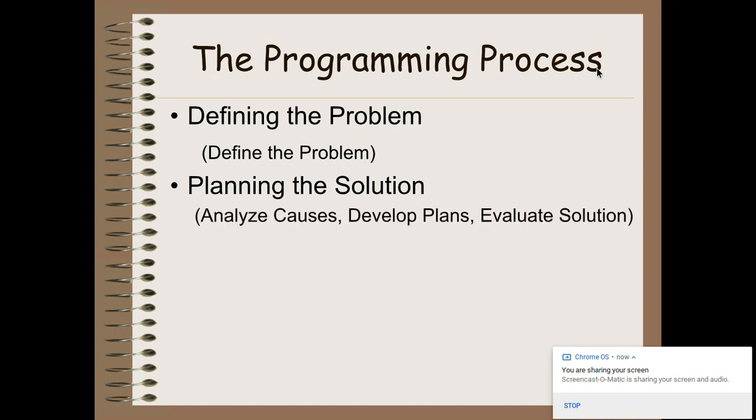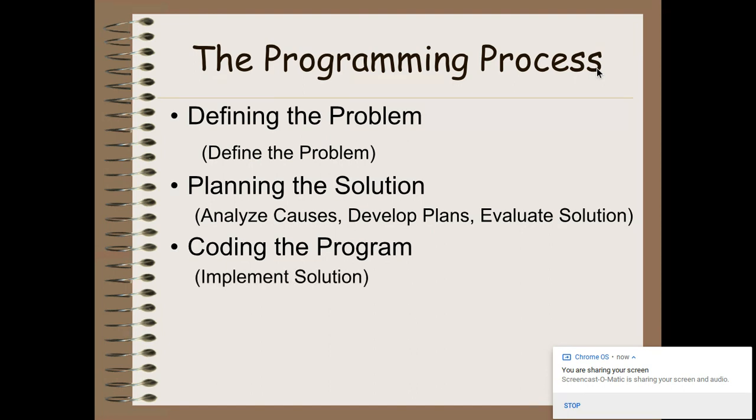This stage actually incorporates 3 stages from the problem-solving process. We do the analyze the causes, developing the plans, and evaluating the solution, all in this stage. Once we've done that, we can start coding the program. This stage is similar to the implement the solution stage from our problem-solving process. And finally, we wrap up by doing the testing the program or the follow-up. This is where we make sure that our program is actually going to function the way we designed it to.